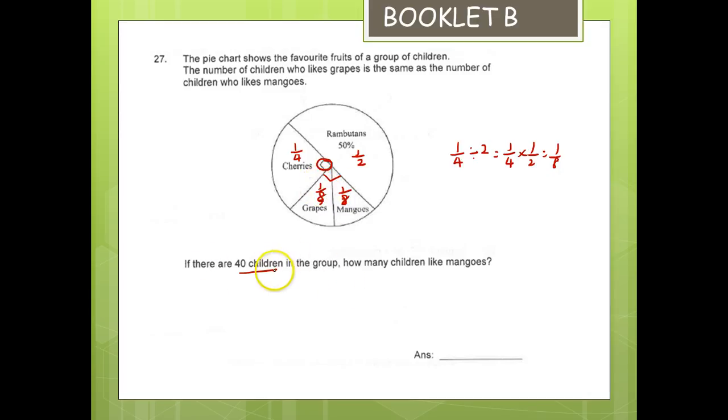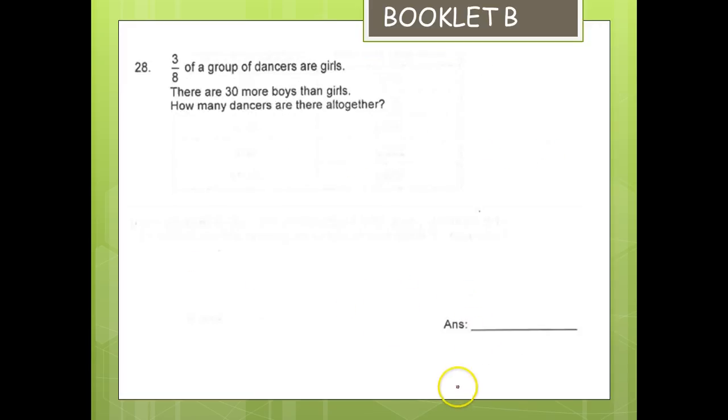There are 40 children in a group, so 8 units is 40. 1 unit will be 40 divided by 8, which is 5. How many children like mangoes? So mango is 1 unit, so answer is 5.